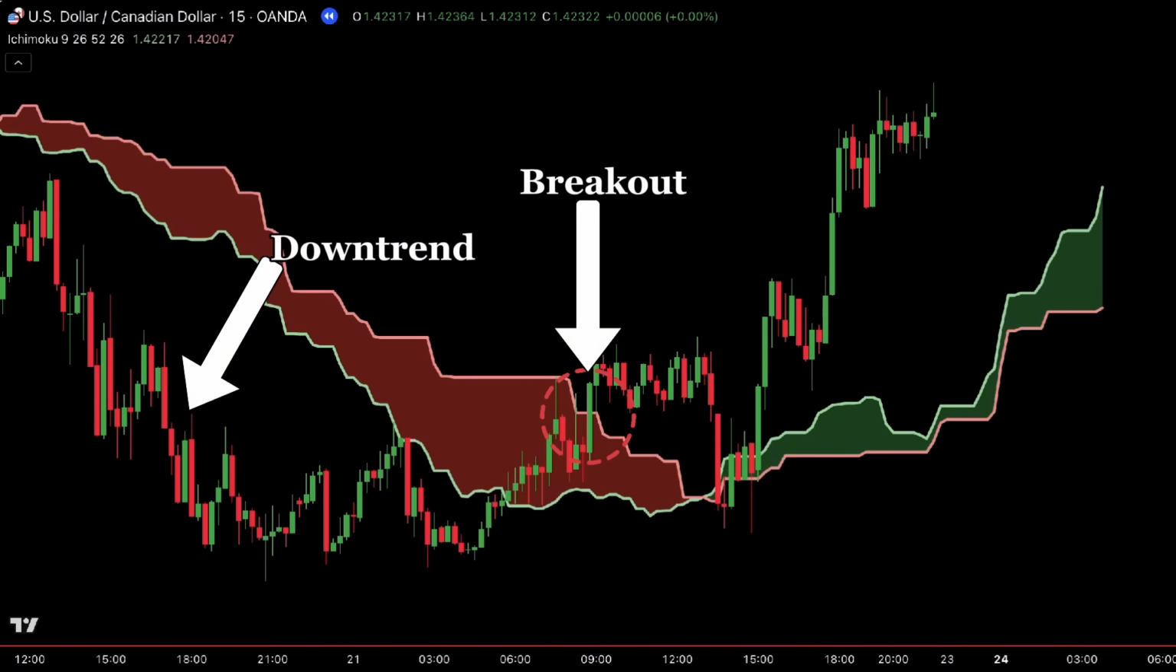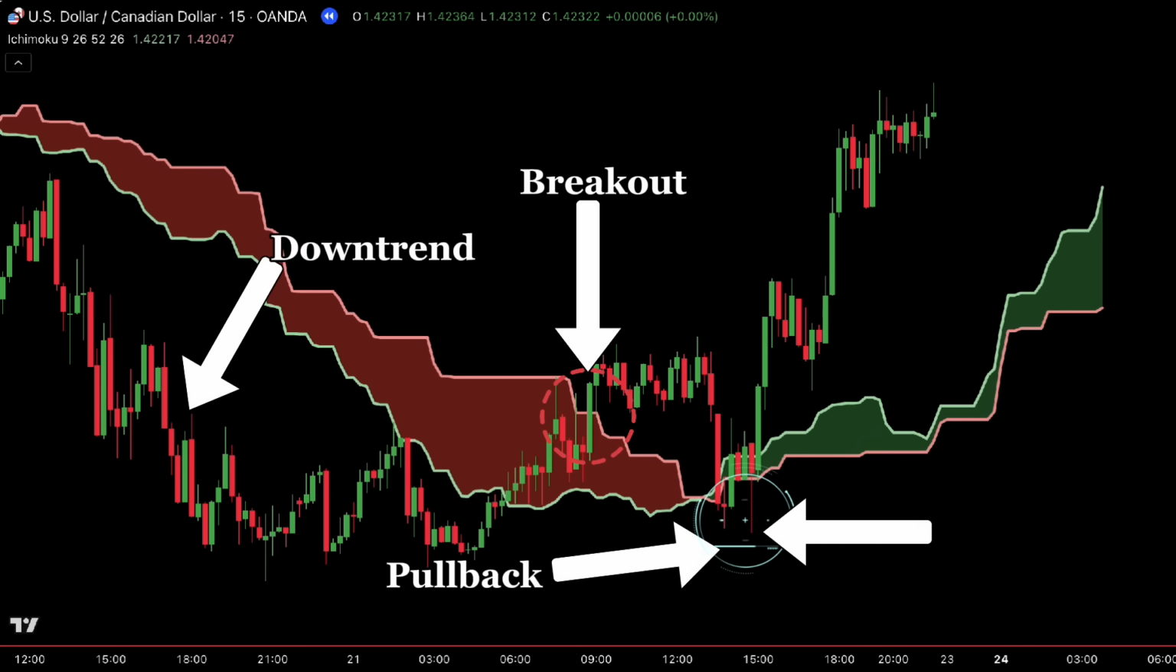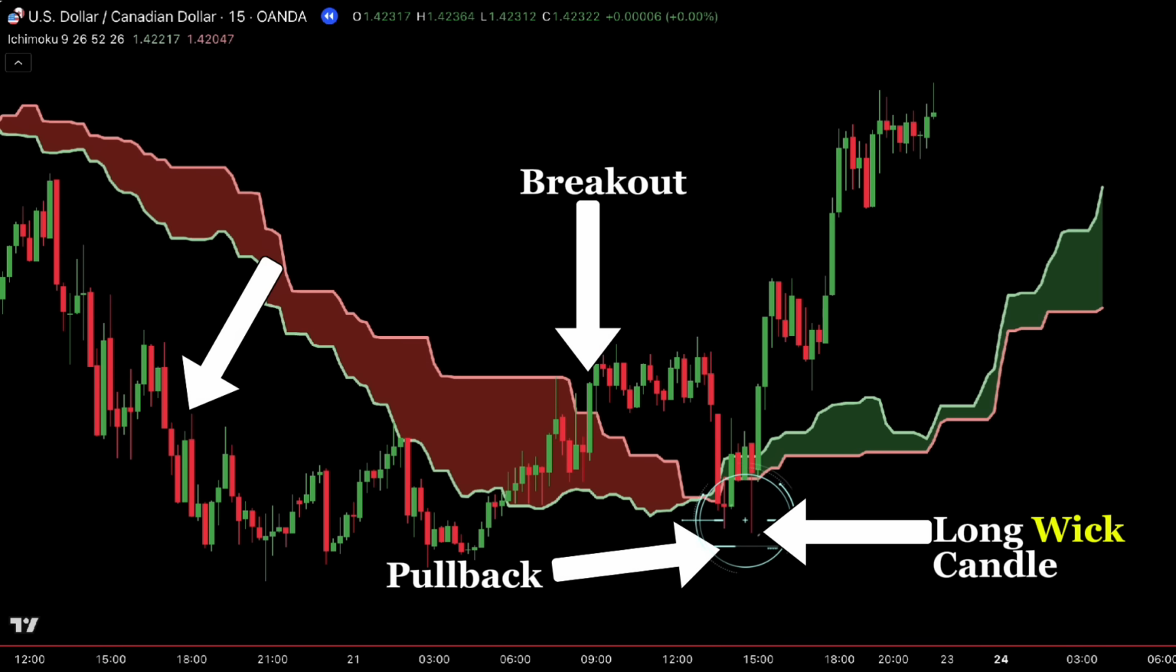After the breakout, price pulls back into the cloud, now acting as support. You see a long wick candle, a sign of buyer strength and rejection of lower prices. That's your long trade opportunity, especially once you get intraday confirmation that the market is starting to move higher. The psychology here is powerful. The market has just flipped direction, broken above equilibrium, and is now testing that same zone as support. And if it holds, that gives you the confidence to ride the next leg up, catching the start of a fresh uptrend with momentum on your side.